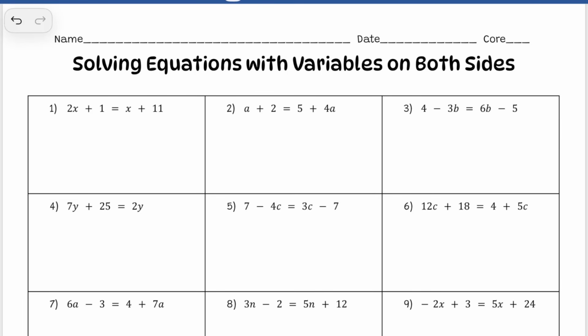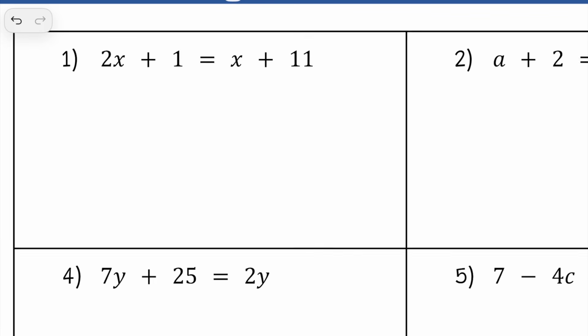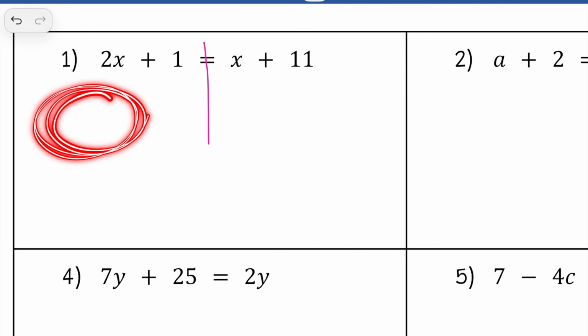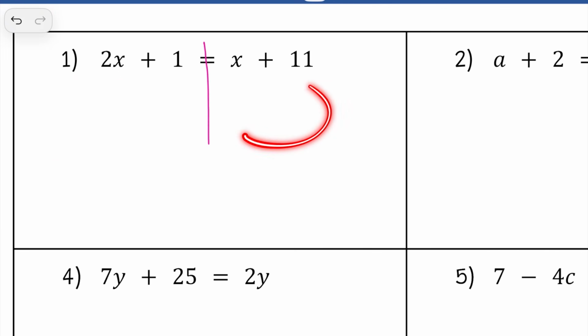All right, today we're going to learn about how to solve equations with variables on both sides. So we're going to start off with something called the vertical line method. What you're going to do is find your equal sign and draw a vertical line like so where you see the equal sign. Our goal with the vertical line method is to get all the variables over here on this side and all the constants over here on this side.